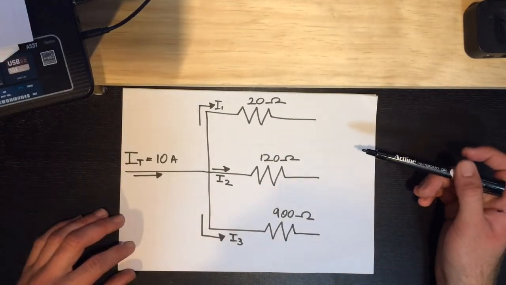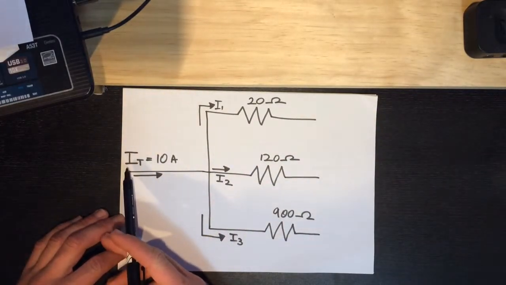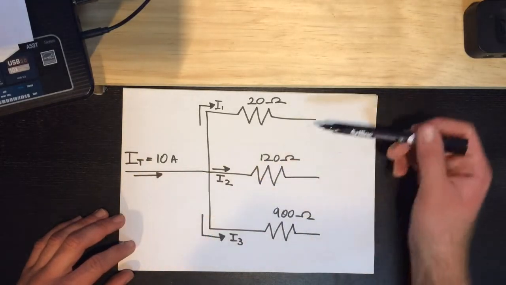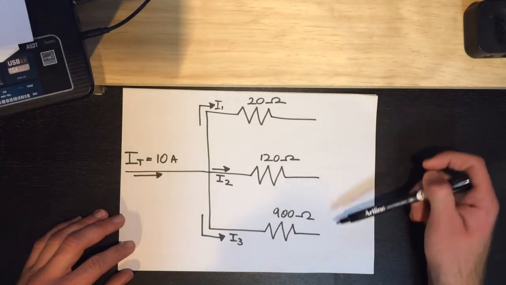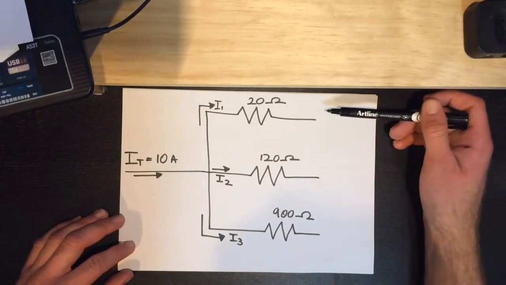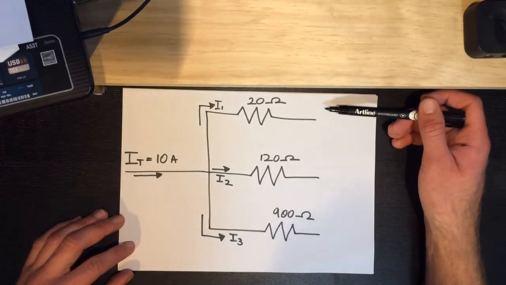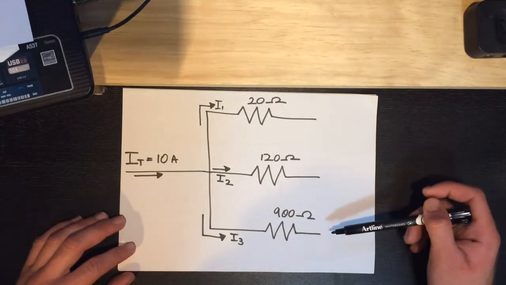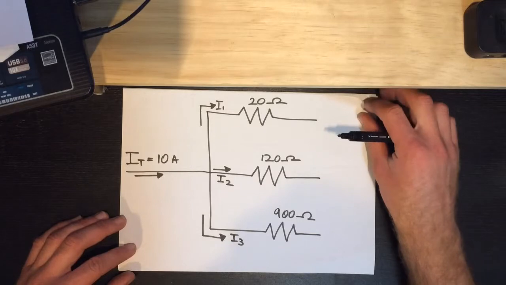So we have a circuit which has a current source of 10 amps coming into a junction which splits into three separate paths. So path 1 has a resistance of 20 ohms, path 2 120 ohms, and path 3 has a resistance of 900 ohms.